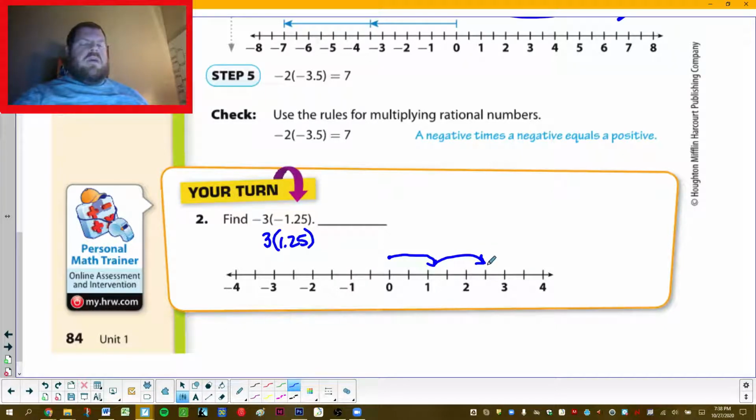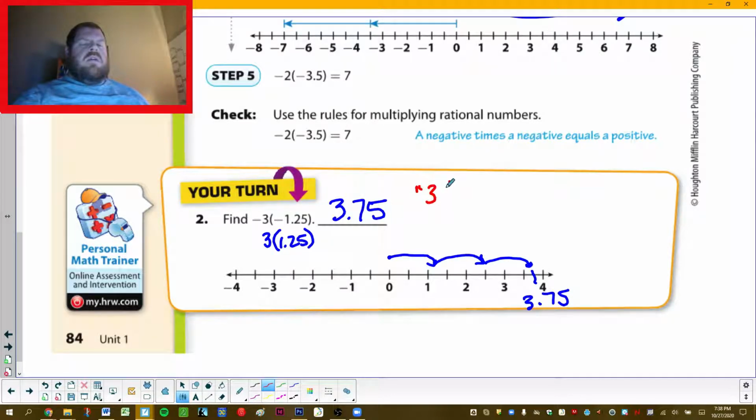And if I do that one more time, I've got to move 1 whole unit and then a 0.25. So that's going to be right in between the 3.5 and 4. So that's actually right here at 3.75. So we get 3.75.